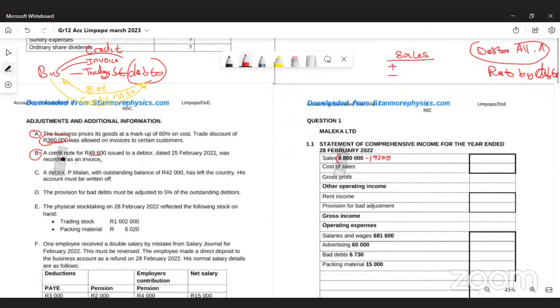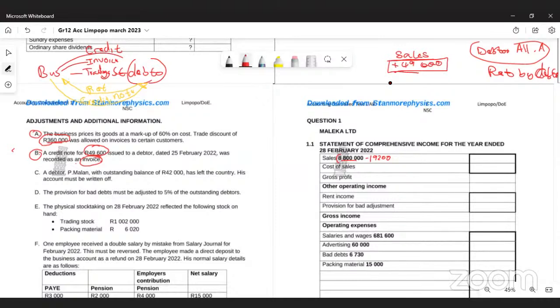So by the looks of things, if we have issued a credit note, that means this person was returning stock worth 49,600. But what we did as a business, we recorded that trading stock as an invoice, which was an error, guys. So what we did, we added it on our sales instead of subtracting it. We added the 49,600 on our sales, which means included in the sales amount that you see over here is the 49,600 that was not supposed to be there in the first place.